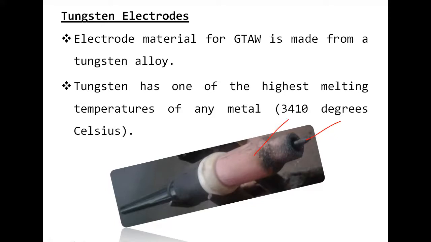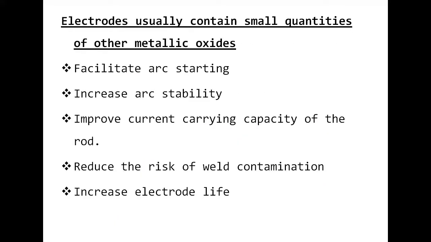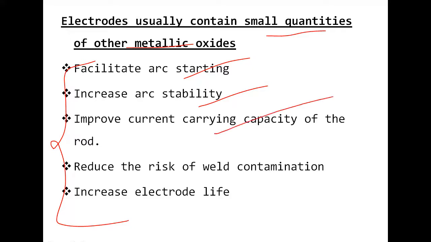The electrode material for GTAW is made from tungsten alloy. Tungsten has one of the highest melting temperatures of any metal, so to withstand the higher temperature, you have to use a tungsten electrode. Electrodes usually contain small quantities of other metallic oxides. This is to facilitate arc starting, arc stability, improve current carrying capacity, reduce the risk of weld contamination, and increase electrode life. For this reason, some metallic oxide is added to the electrodes.